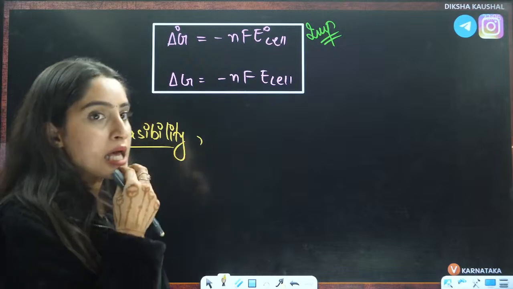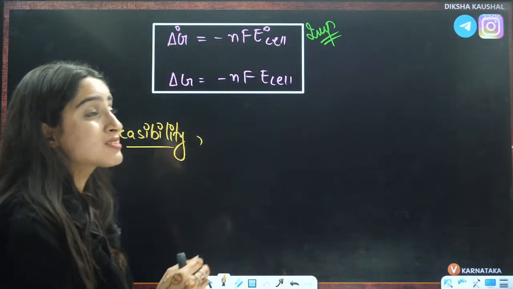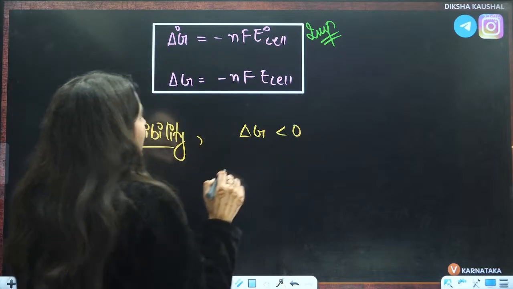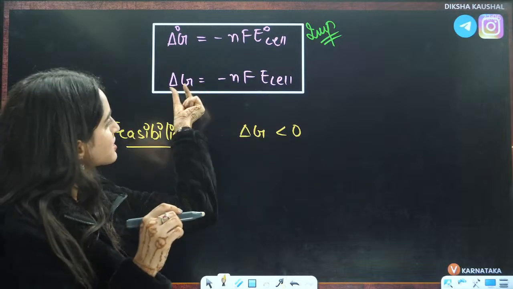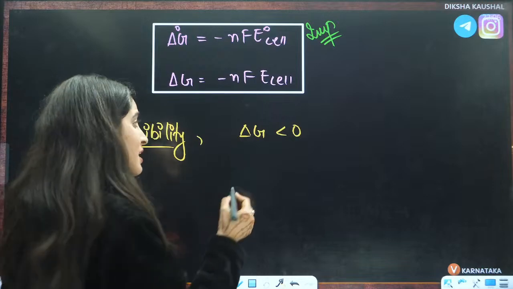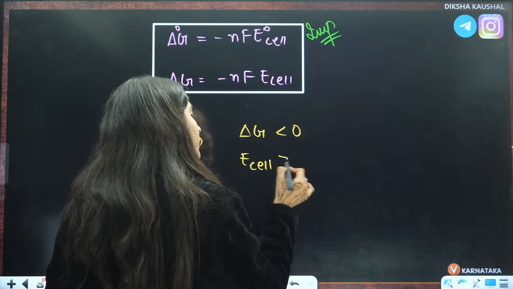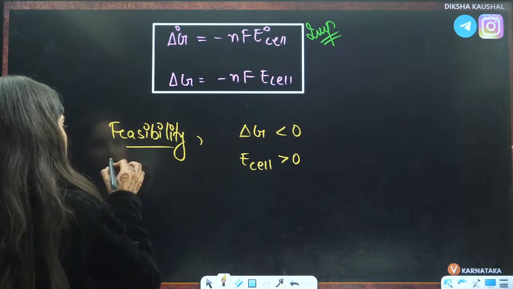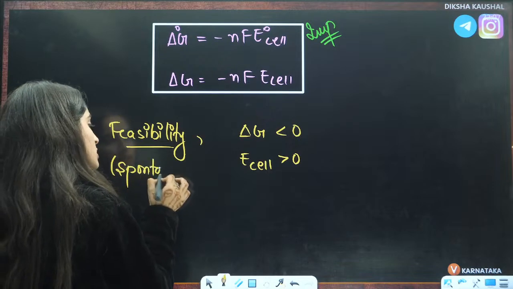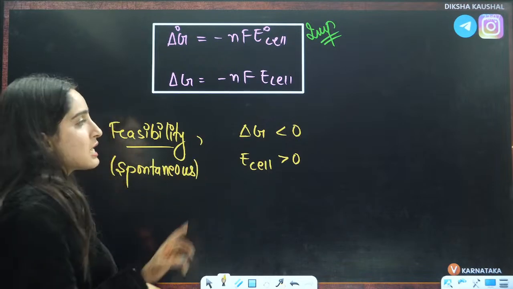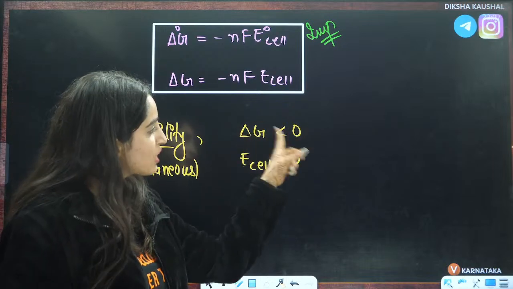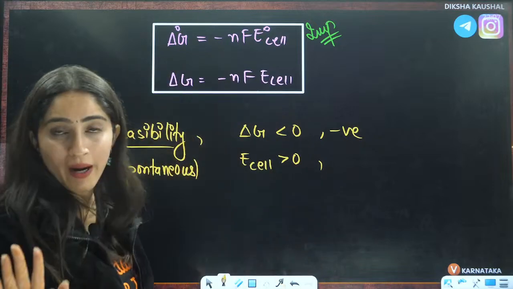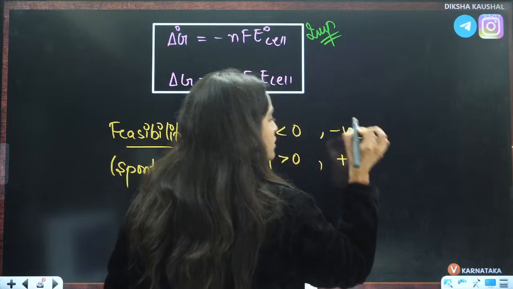Feasibility of a reaction means whether this thing can happen or not, whether it is spontaneous or not. So spontaneity means delta G should be negative. If delta G is negative, then this has to be positive. That means E cell should be positive. For a spontaneous, that is a feasible reaction, delta G is negative, and this will automatically be positive, right? So E cell should be positive.